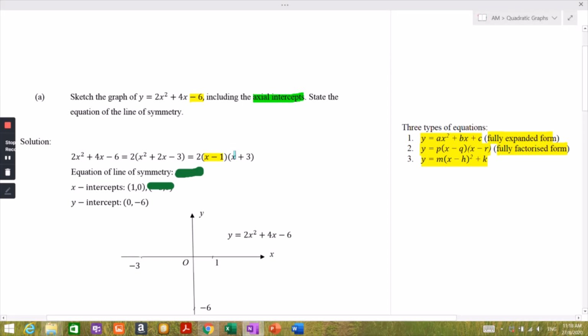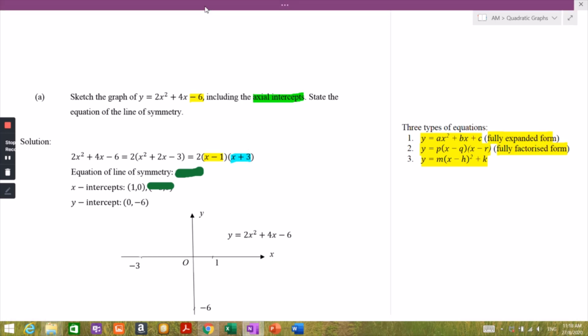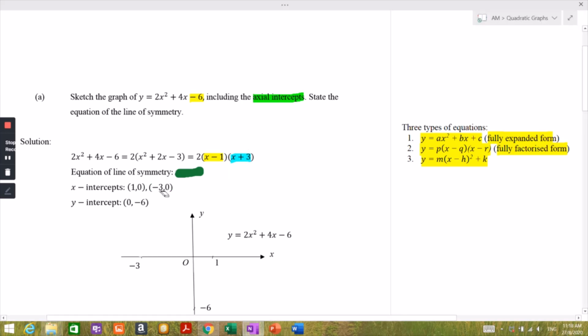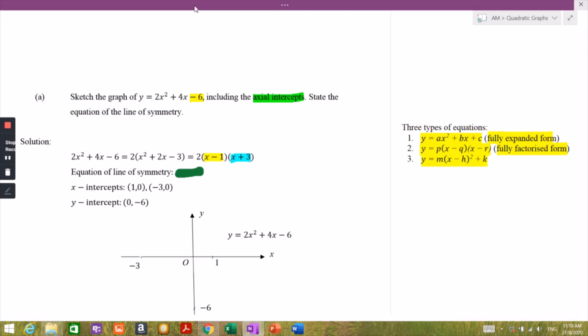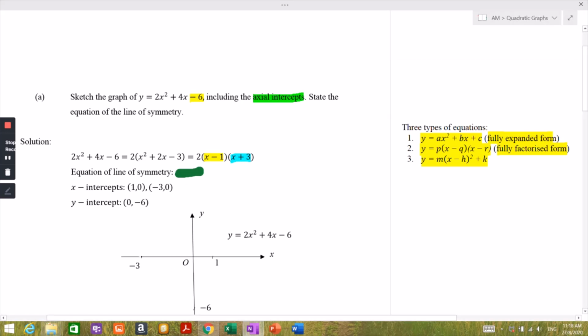Now if you look at the other factor, how do you make x plus 3 equal to 0? Well, x has to be -3. So this corresponds to the next x-intercept. And with that, you get the points that are necessary already. You have -3, you have 1, and you have y equals -6. These are the three points that the graph must pass through.